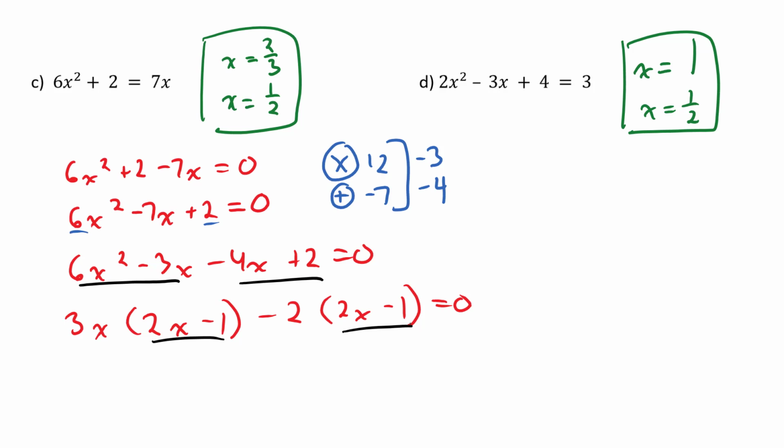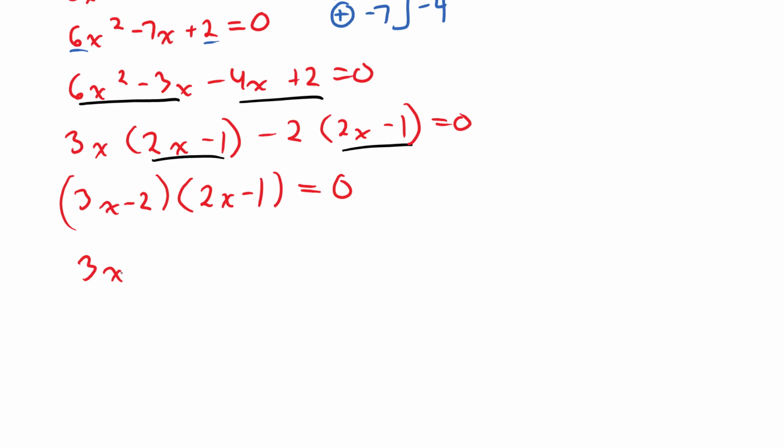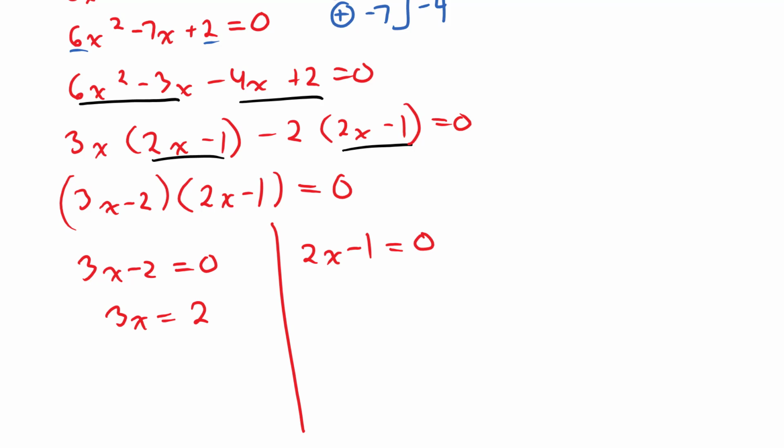We'll then group those together. And now we can solve. So I have 3x minus 2, that can be equal to 0, or 2x minus 1, that can also be equal to 0. 3x equals 2, divide both sides by 3. Those cancel each other out. X is equal to 2 over 3.